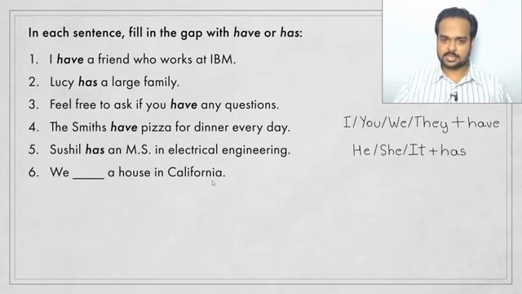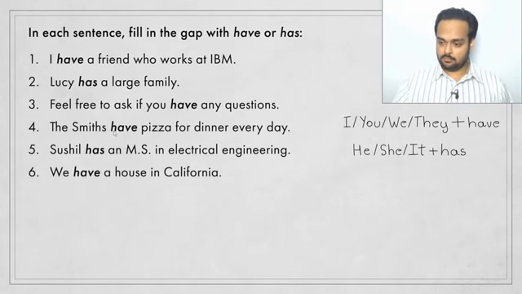We a house in California. We have a house in California. Now before we go on to the next one, I just want to point out in number 4, have means eat. Right? And then in number 5, Sushil has an MS means he owns that degree. He possesses that degree. In number 6, we own a house in California is what it means. Whenever you see sentences with have, has, or had, just think about the use that that sentence expresses. Think about the meaning, because that will often help you to decide between the present tense or the base form of the verb and the ing form of the verb.